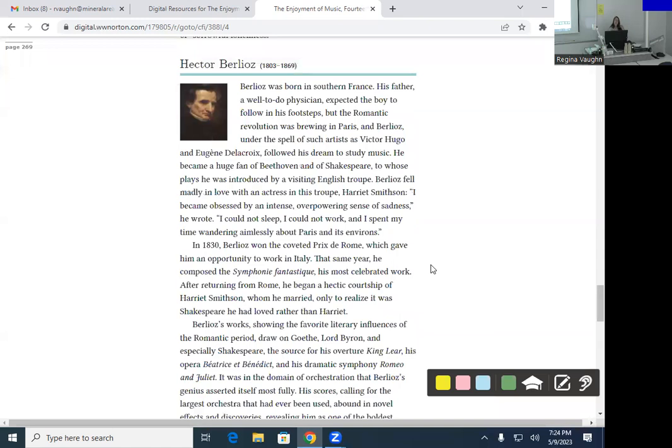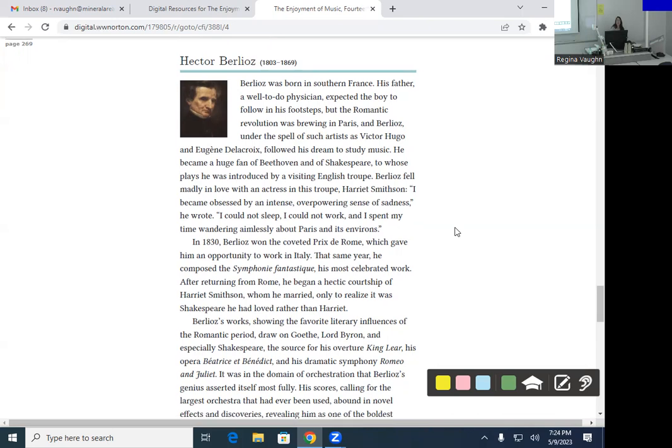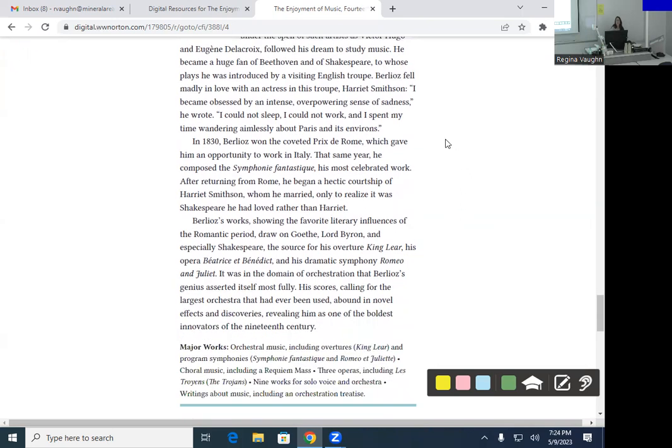His father was a very well-to-do physician and wanted Berlioz to also be a physician, but the Romantic Revolution was brewing in Paris. And Berlioz was under the spell of artists like Victor Hugo and Eugene Delacroix. So he went off to Paris to follow his dream of studying music. He was a huge fan of Beethoven and of Shakespeare, to whose plays he was introduced by a visiting English troupe. Berlioz fell madly in love with an actress in this troupe, Harriet Smithson.